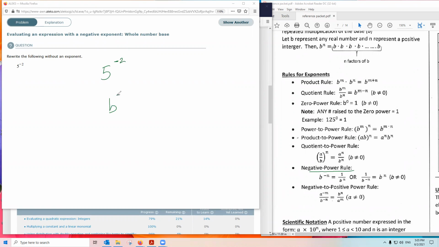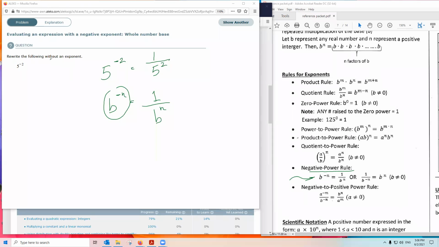It says if you have a base to a negative exponent, you'd like to rewrite it and get rid of the negative exponent and be left with a positive exponent. So what you could do is put this expression on the bottom of a fraction, and it flips the exponent to be positive. So b to the negative n is 1 over b to the positive n. So in our example, 5 to the negative 2, I'm going to rewrite it as 1 over 5 to the positive 2. Again, we're using this rule right here.